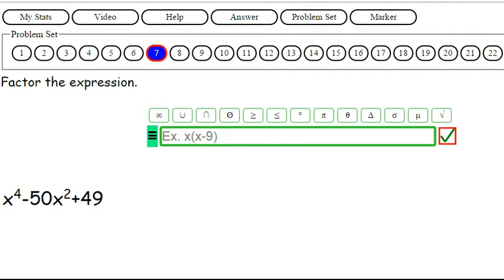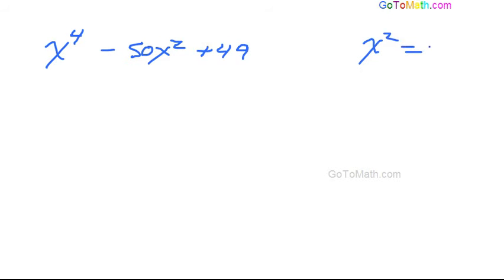Alright, bringing up the whiteboard. We have x to the fourth minus 50x squared plus 49. So once again, we're going to use substitution. Alright, we're going to let u equal x squared.